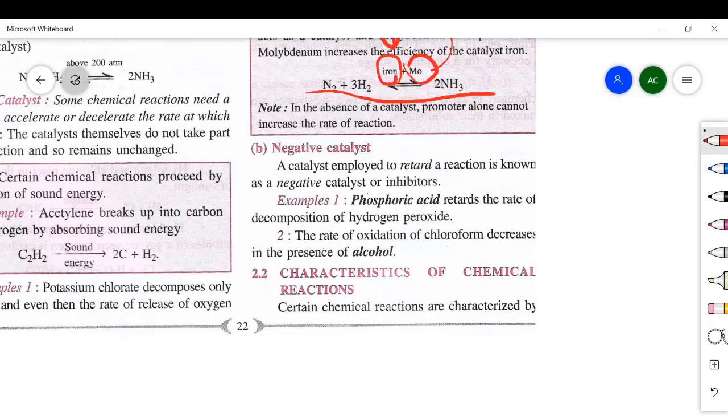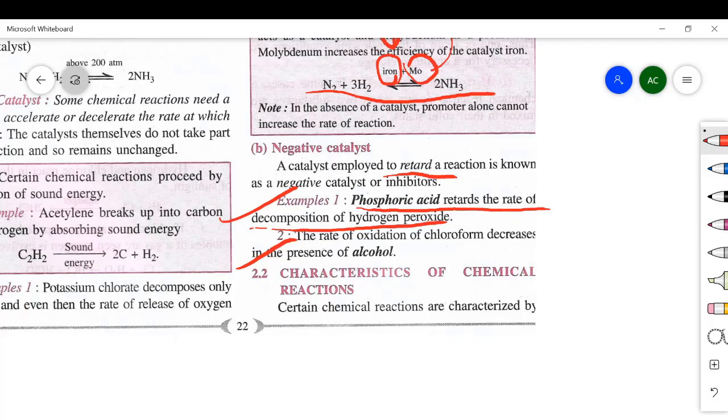What are negative catalysts? If they are promoting, speeding up the reaction, they are positive, but if they are retarding, slowing down, then they are negative catalysts. So reactions are not there, examples only you have to learn. Negative catalyst: phosphoric acid retards the rate of decomposition of hydrogen peroxide. Otherwise hydrogen peroxide decomposes at a very fast rate, but phosphoric acid controls the rate of reaction and brings it to easy rates where it can be controlled.